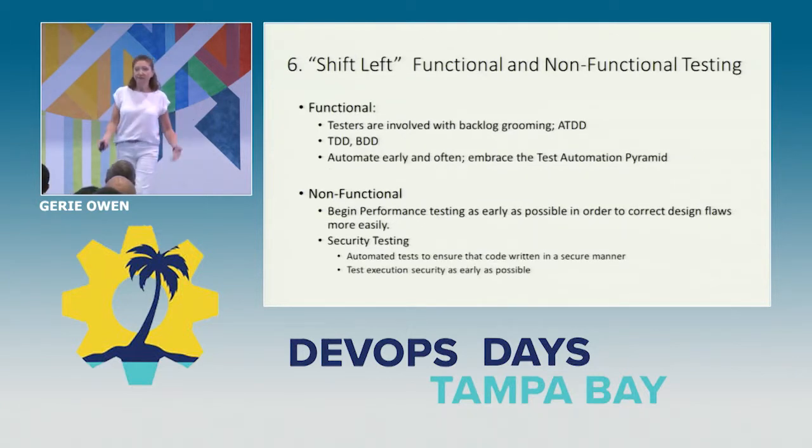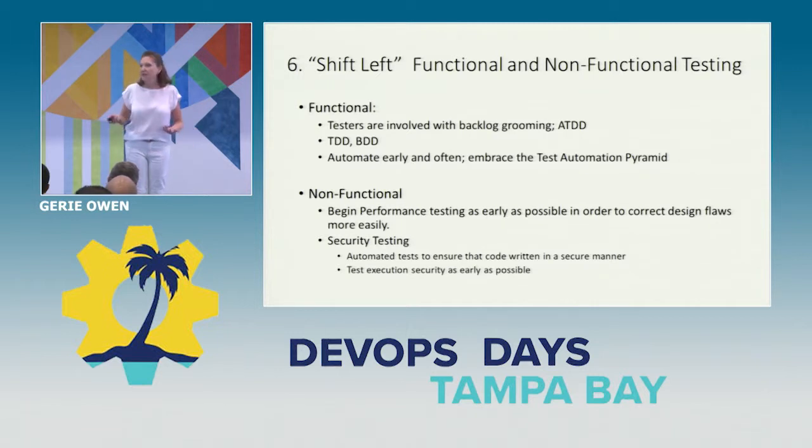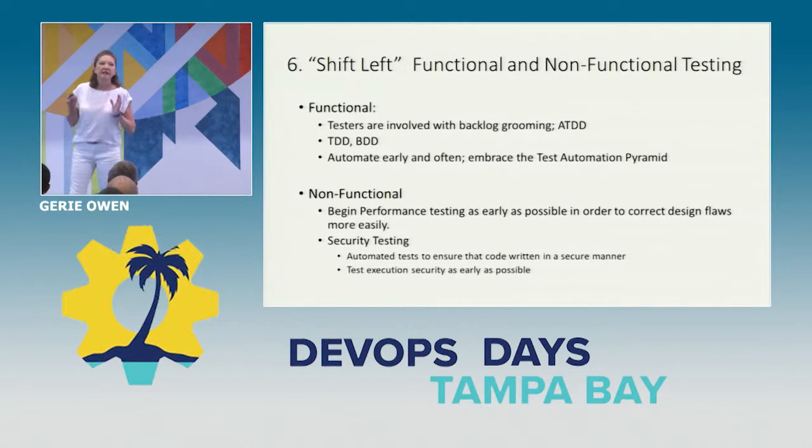Shift left. Functional, ATDD, TDD, BDD: automate early and often throughout, and embrace the test automation pyramid. Automate, automate, automate, reduce toil, but don't forget your exploratory testing. Non-functional, again, begin it as soon as possible, because if you have performance and security, especially security, those flaws happen in the design. Design's hard to correct. Got to do that early.